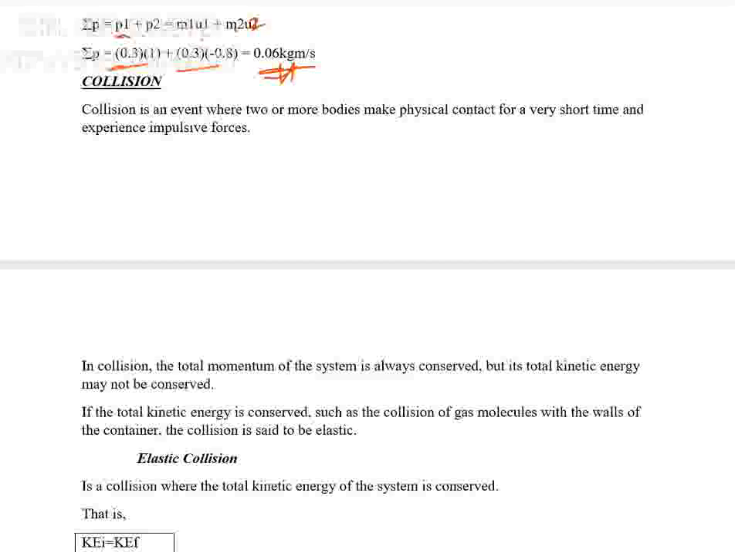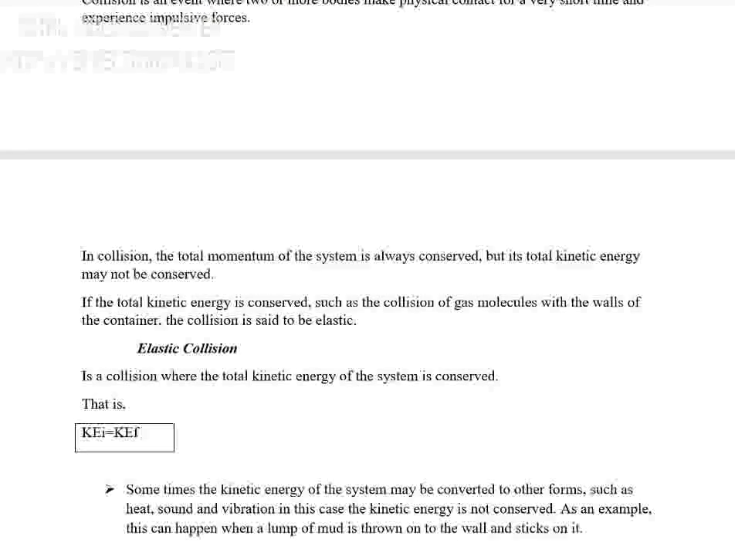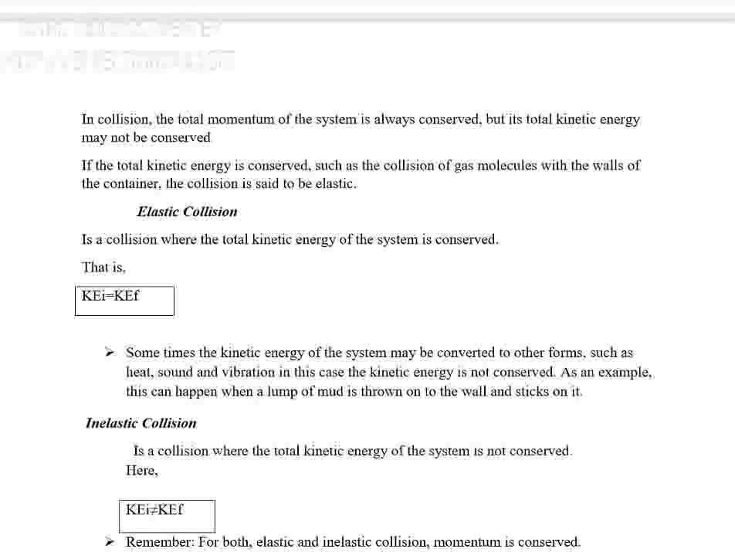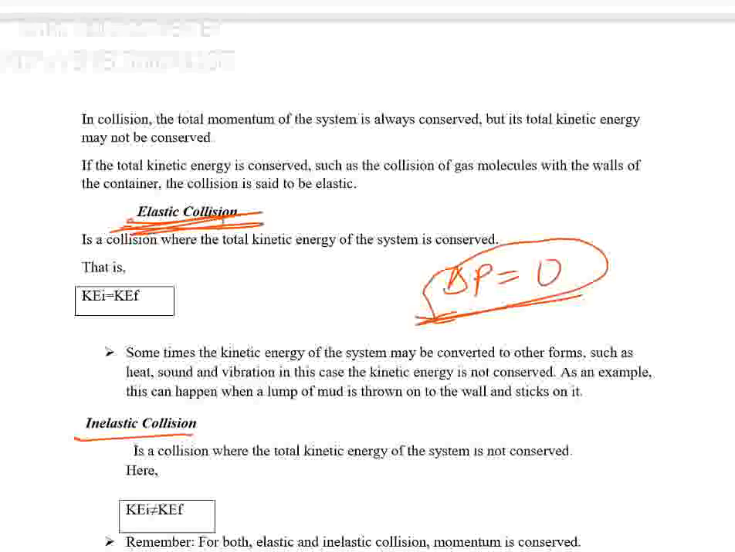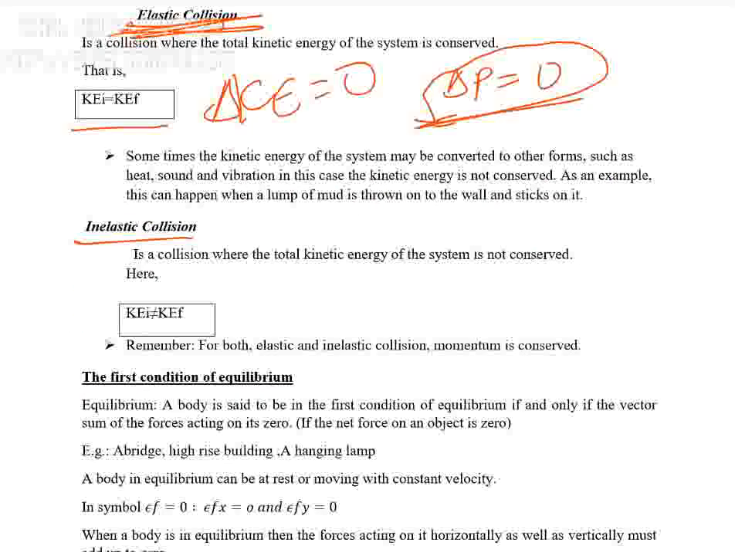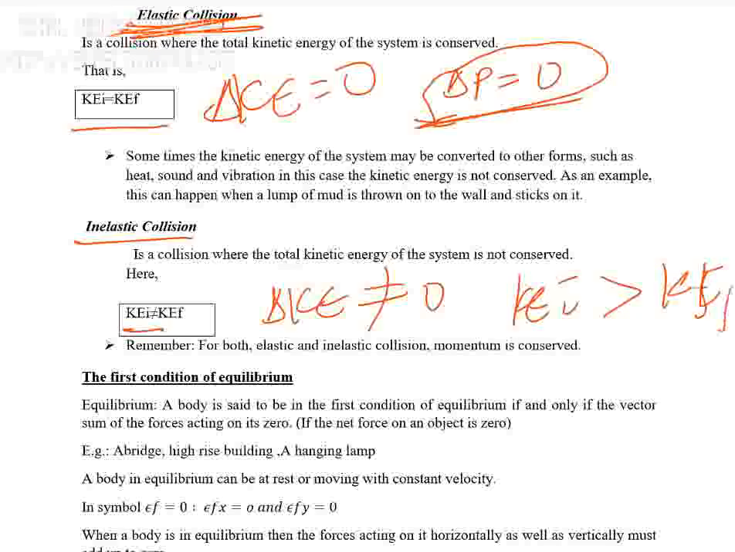The other topic is collision. We have two types of collision, elastic and inelastic collision. In both cases, in the absence of external force, the momentum of the system is conserved. But if it is an elastic collision, not only is the linear momentum conserved, the kinetic energy of the system is also conserved. That means kinetic energy initial and kinetic energy final are equivalent for elastic collision. If the collision is inelastic, the kinetic energy of the system is not conserved. That means the initial and the final are not equivalent. Always kinetic energy initial is greater than kinetic energy final, because there is always what?